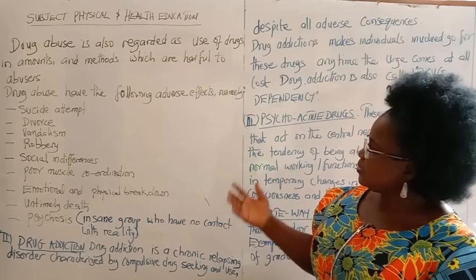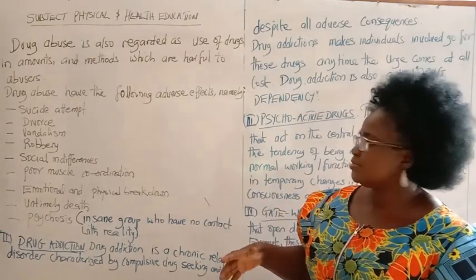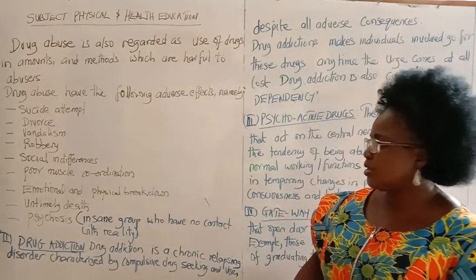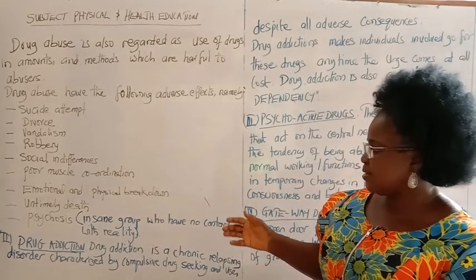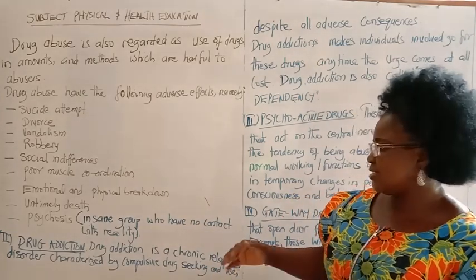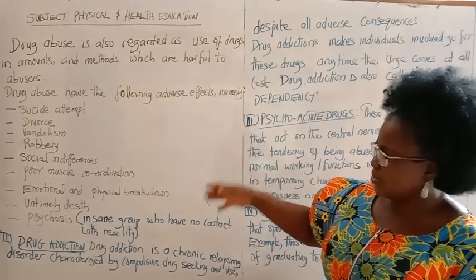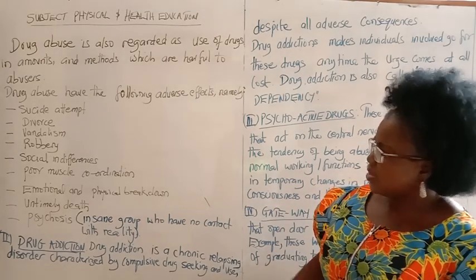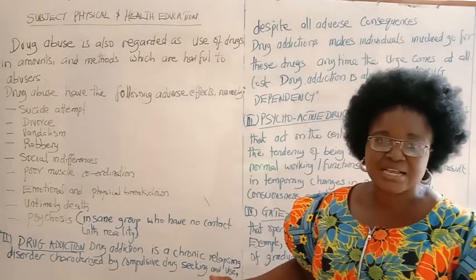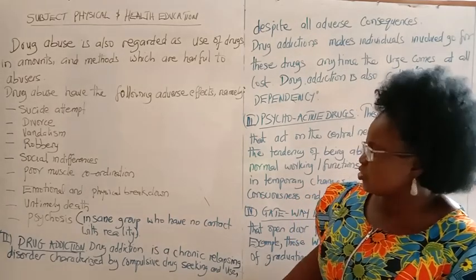abusers. Drug abuse has the following effects, namely suicide attempt, divorce, vandalism, robbery, social indifferences, poor muscular coordination, emotional and physical breakdown, untimely death, and psychosis. Psychosis are an insane group who have no contact with reality. Now we can see actually the effect of drug abuse. We have robbery there, we have vandalism, we have suicide, and we have divorce that even scatters homes and renders children in the home useless, even in terms of the educational pursuit.